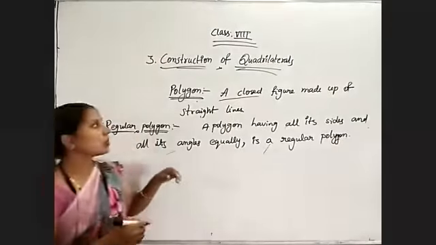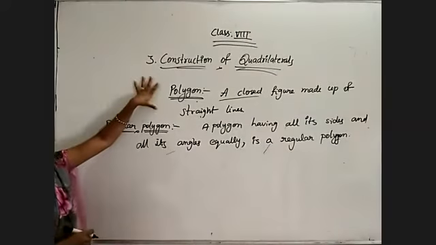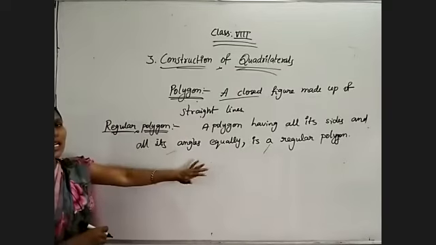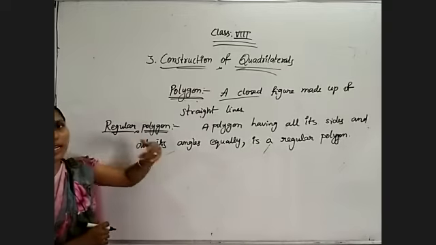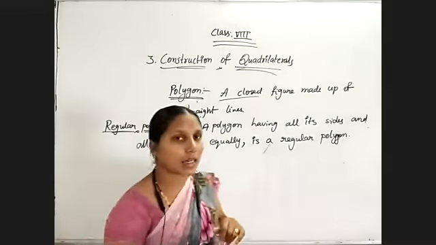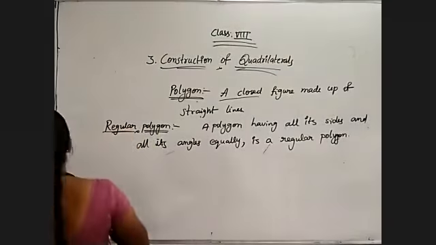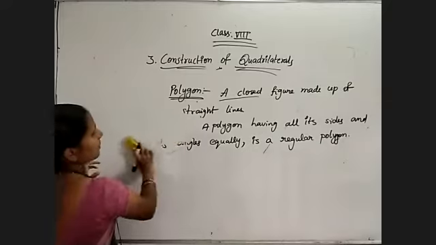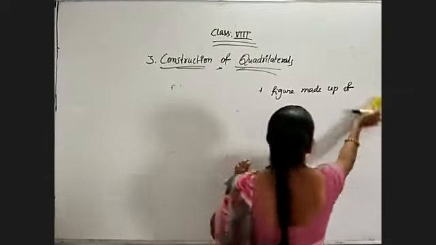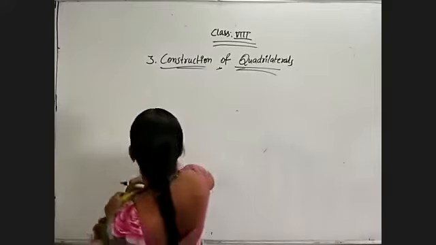Okay, so a polygon is nothing but a closed figure made up of straight lines. If that polygon has all sides equal and all angles equal, then it is called a regular polygon. And the different names of the polygons are given as follows. First, if a polygon is made up of 3 line segments, then it is known as a triangle.